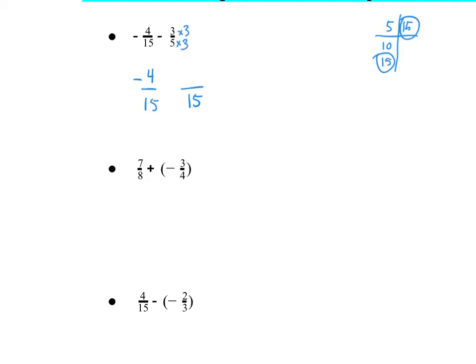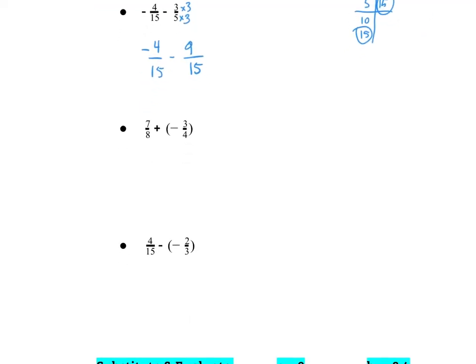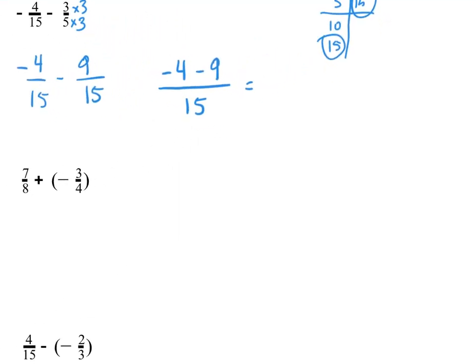And remember, if it's easier, rewrite this, right? -4 minus 9 across the top, because you're just solving -4 minus 9. What is -4 minus 9? Right? We should have gotten -13, and -13/15 would be your answer.